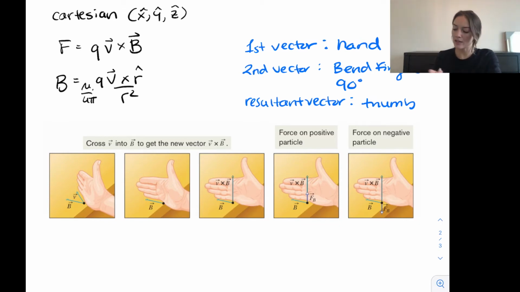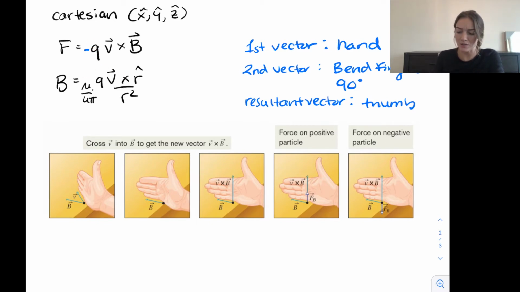And now remember, this is for a positive particle. If we have a negative particle, so if we're doing the Lorentz force law for a negative particle, we have a negative sign out here. So let's say you do your right hand rule and the velocity is this way, the magnetic field is this way, and then your thumb is pointing backwards out of the page. If you have an electron that you're looking at, you would then have to flip the direction, and then your thumb would be pointing into the page because of this extra negative sign from the charge of the electron.